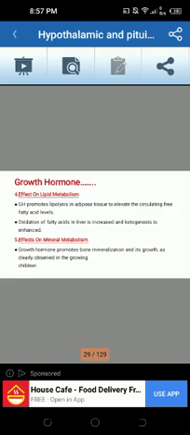Effect on lipid metabolism. GH promotes lipolysis in adipose tissues to elevate the circulating free fatty acid level. Oxidation of fatty acid in liver is decreased and ketogenesis is enhanced. Effect on mineral metabolism. Growth hormone promotes bone mineralization, as clearly observed in the growing children.